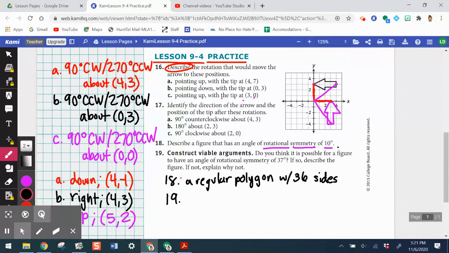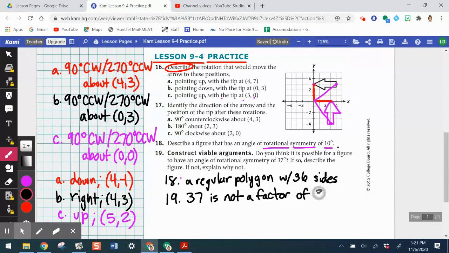So to explain that, 37 is not a factor. In other words, it cannot divide evenly into 360, because 37 is not a factor of 360. It is not possible. So really, 18 and 19 are just trying to deepen your understanding of what's really going on with these shapes and why or why not they have rotational symmetry, and more importantly, finding the angle of rotational symmetry.